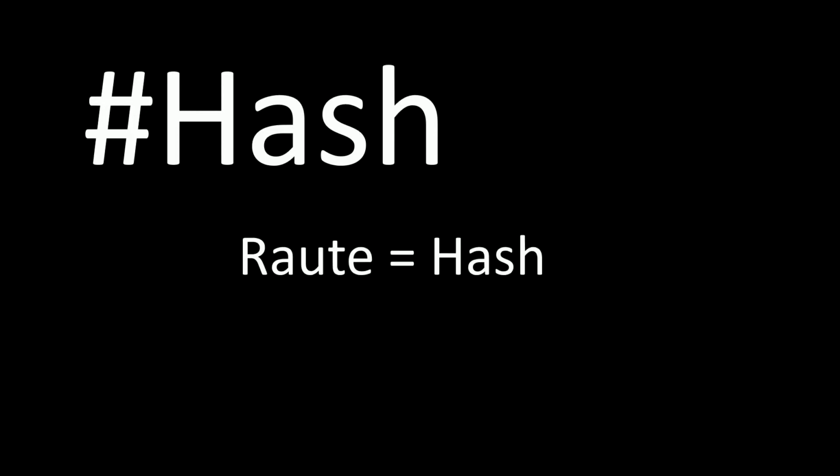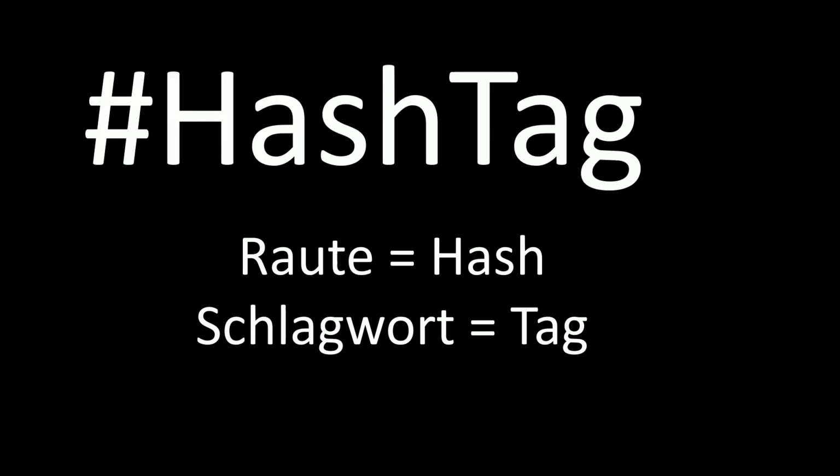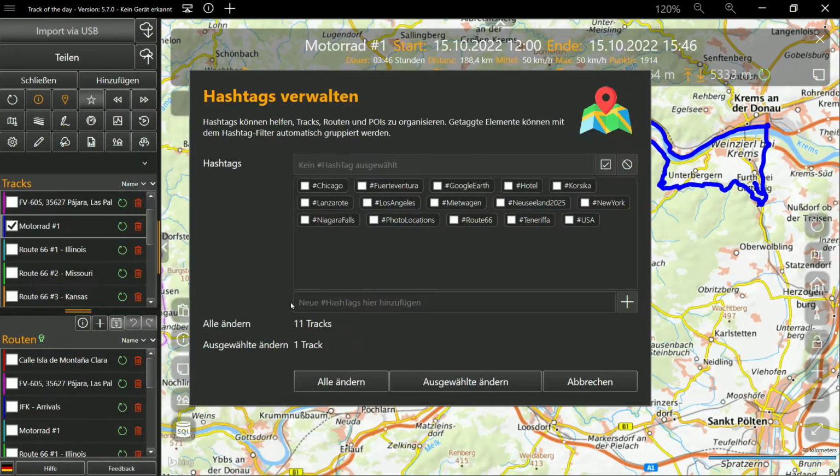Each hashtag begins with a hash. The hash is followed by a keyword, the so-called tag. Hashtags must be a contiguous string without spaces. Multiple hashtags can be separated by typing a single space.